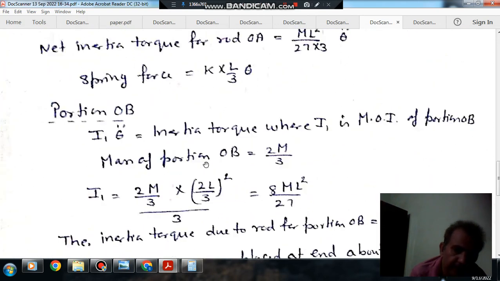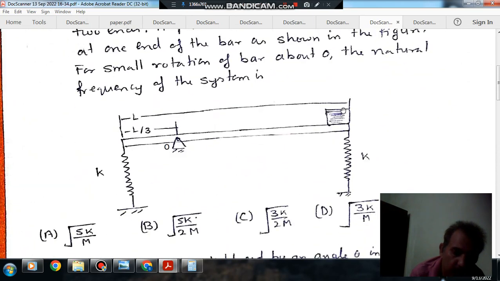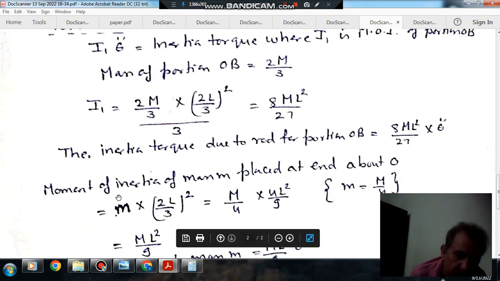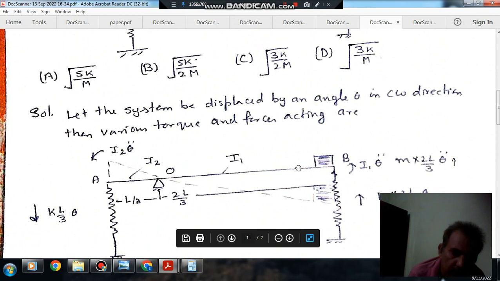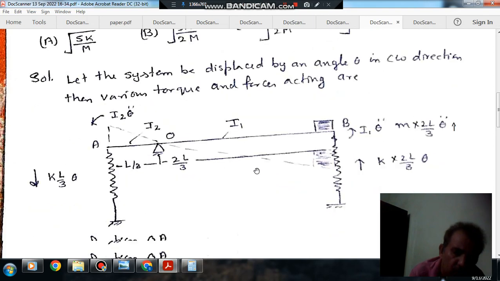Okay. And now for this part, the small mass is given as capital M by 4. Okay. So the moment of inertia of this mass about point O, if you want to find out the torque, then this is your force multiplied by distance, so that will be m by 4 into 2L by 3 into 2L by 3.